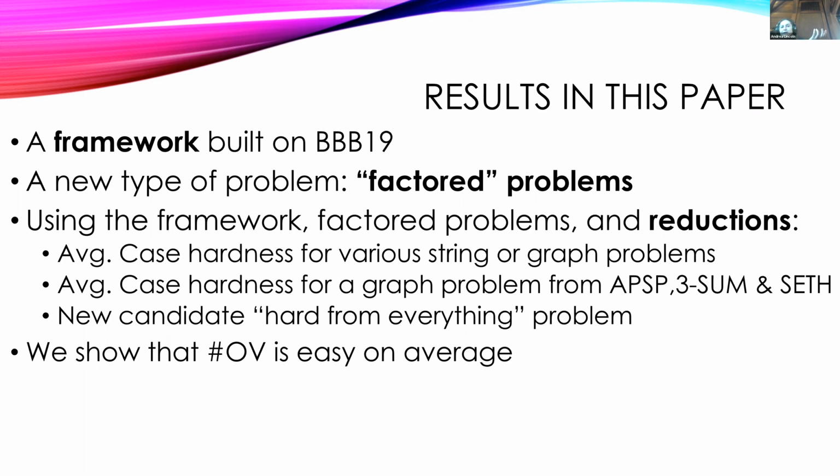Some things I didn't talk about, or at least didn't talk about very much, are that we show that counting OV is easy on average. So we give an explanation or excuse for why we weren't able to come up with a really efficient polynomial for OV, because it would imply something that violates OV and SETH.